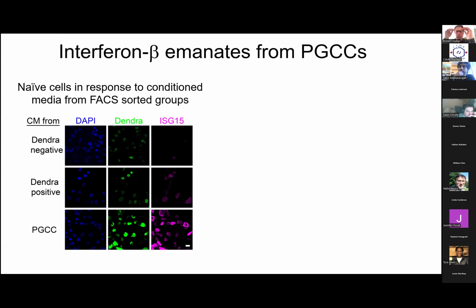And one thing that was really cool is if you take that conditioned media after isolating these cells, and you put it back on naive cells, what you'll notice is that these giant cancer cells seem to cause the greatest effect on the naive cells. So you see a really strong increase in ISG15 as well as dendra. The dendra-positive cancer stem cells that are monoploid seem to also have some effect, but the PGCCs seem to have the most striking effect in terms of transforming naive cells.